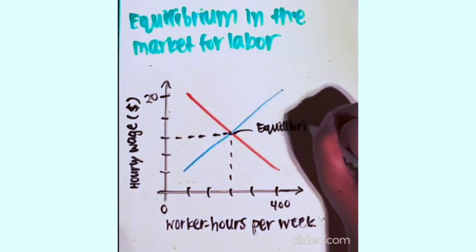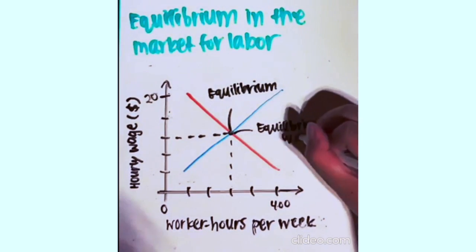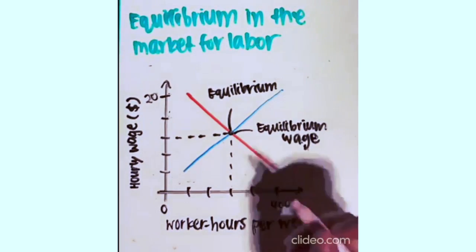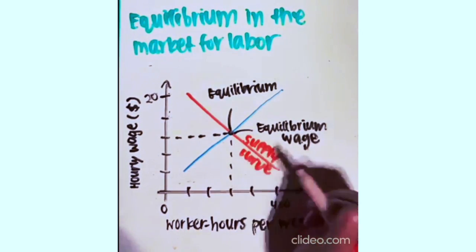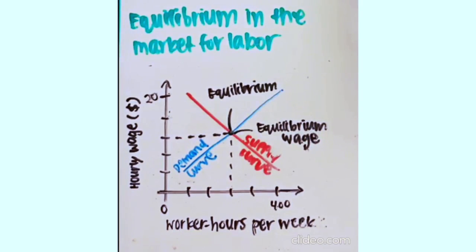The downward sloping line represents the demand curve, and the upward sloping line represents the supply curve. Where these two curves cross is the equilibrium point. This point also represents the equilibrium wage, which in this case is $12.